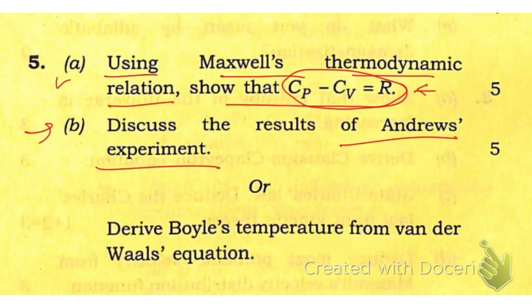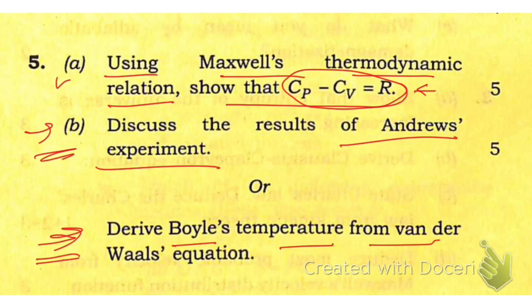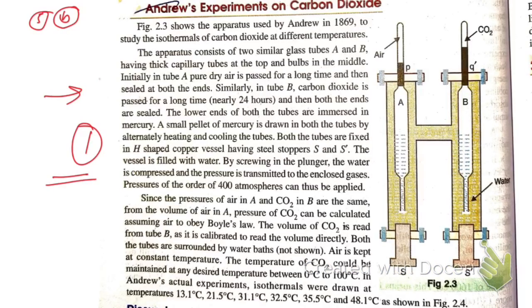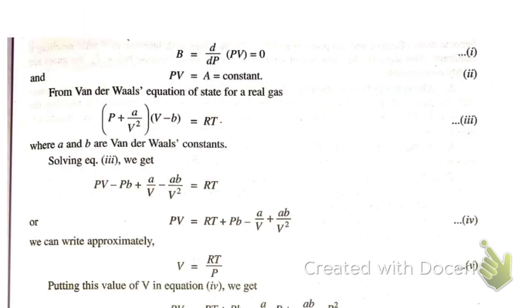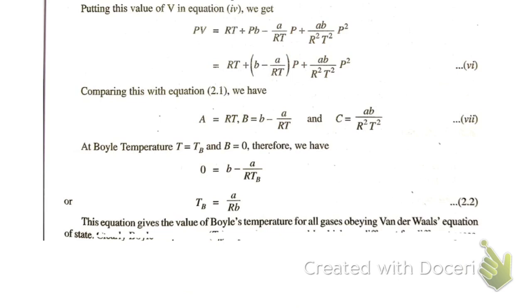So here you see question number 5B, or this question, derive Boyle's temperature from van der Waals equation. So let me give you the answer to this question as well. So here is the 5B answer. So you start from here, this is page number 1, and here it is 2, second page, take the screenshot. Okay, and this is the third page, last page. Okay, so the paper is completed now.